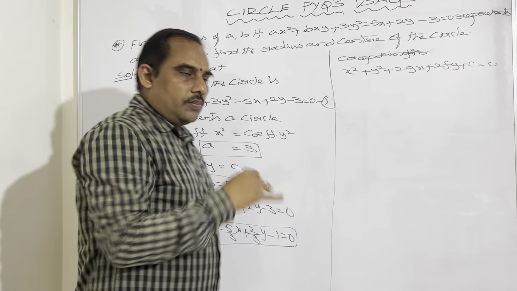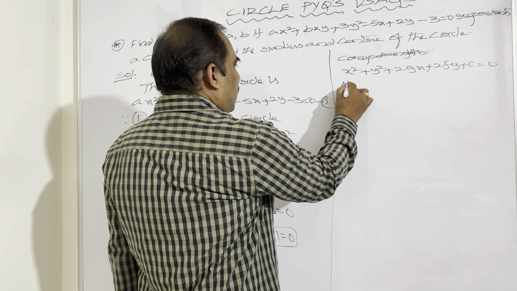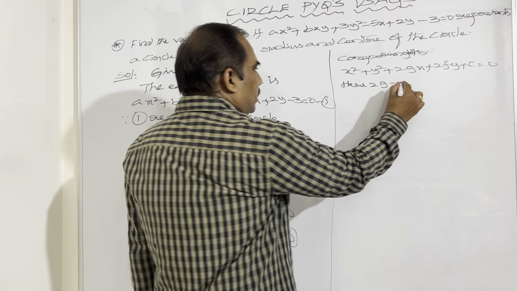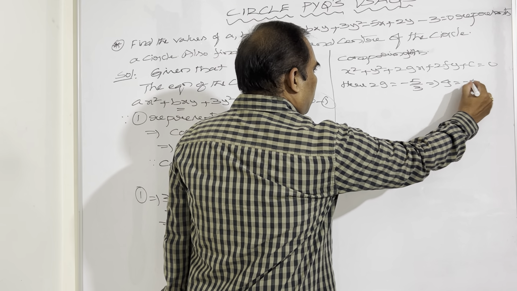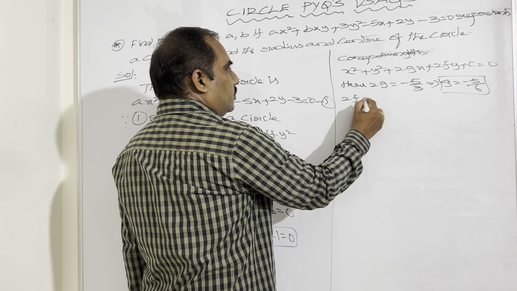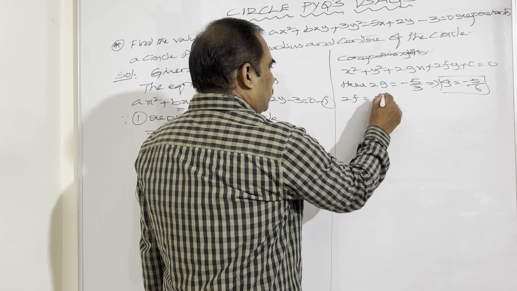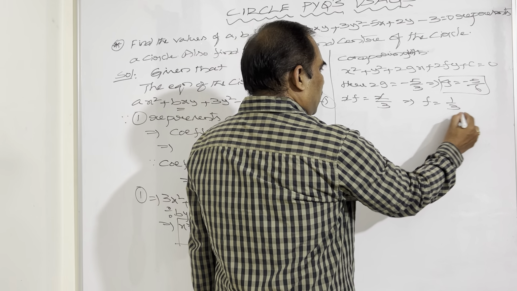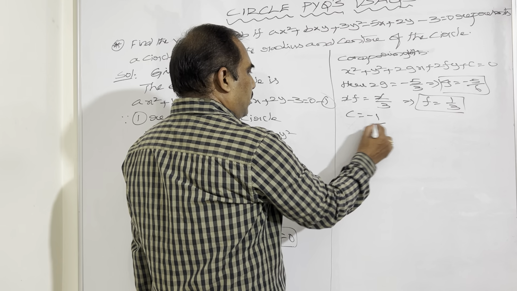Comparing with x² + y² + 2gx + 2fy + c = 0, we get 2g equal to the coefficient of x, which is −5/3, so g is equal to −5/6. Similarly, 2f is equal to 2/3, so 2 gets cancelled and f is equal to 1/3. Now c, the constant, is −1.